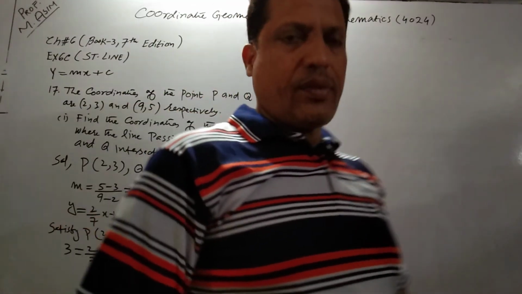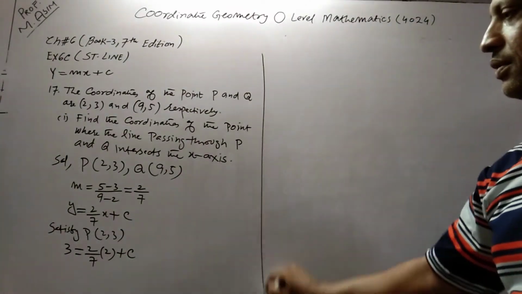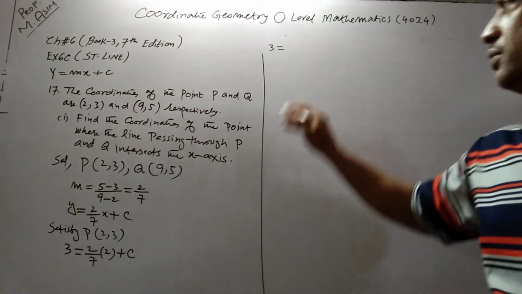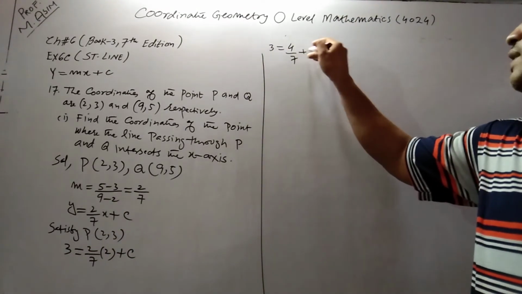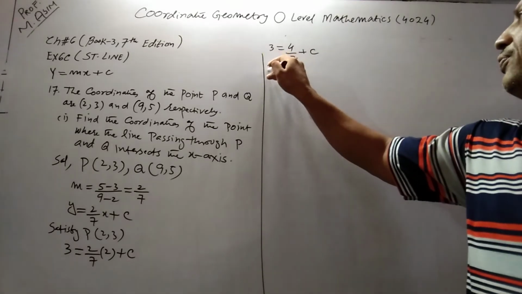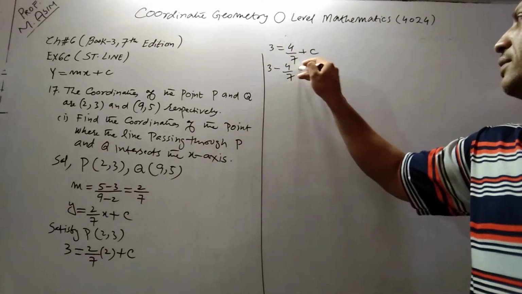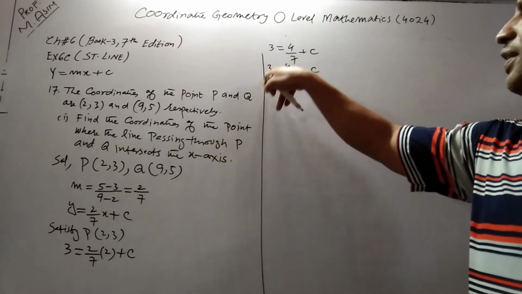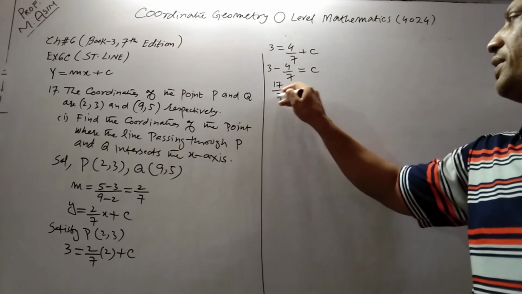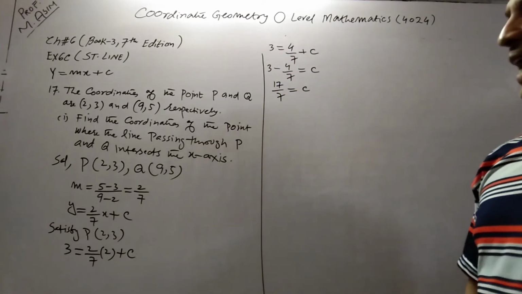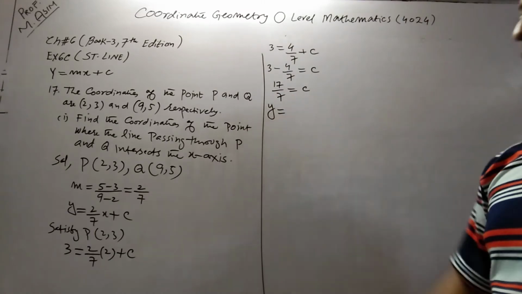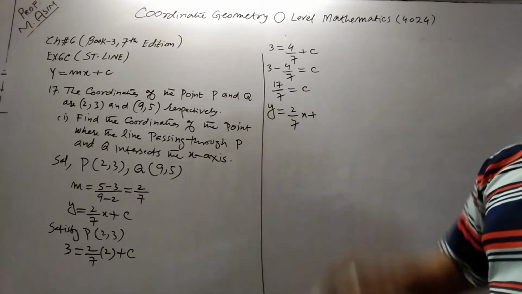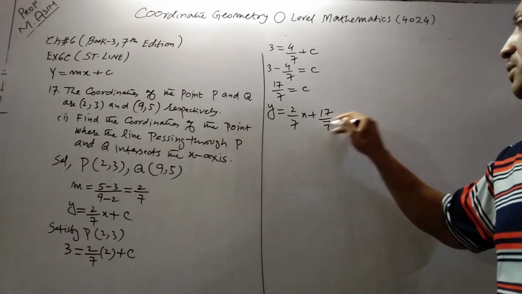Now next, 3 is equal to 2 times 4 upon 7 plus c. Move this 4 upon 7 to this side. It will become minus 4 upon 7. 7 threes are 21. 21 minus 4 is 17 upon 7, which is equal to c. Hence the equation of the line is y equals 2 upon 7 x plus c, where c is 17 upon 7.